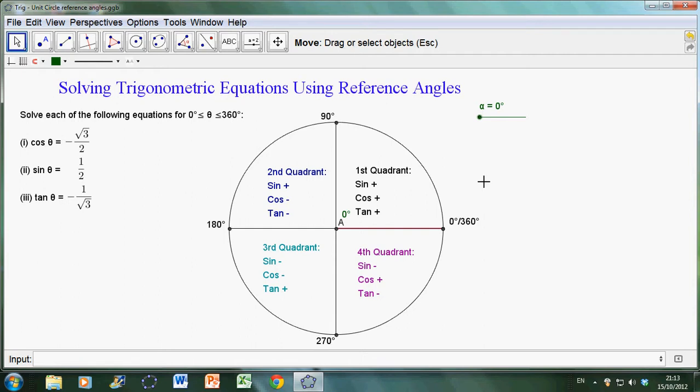I just wanted to talk about solving trigonometric equations using reference angles. Now, this is the diagram that we're using here. So we have our four quadrants as we've seen before. In the first quadrant, sine, cosine and tan are positive. In the second quadrant, sine is positive. In the third quadrant, tan is positive. And in the fourth quadrant, cosine is positive.